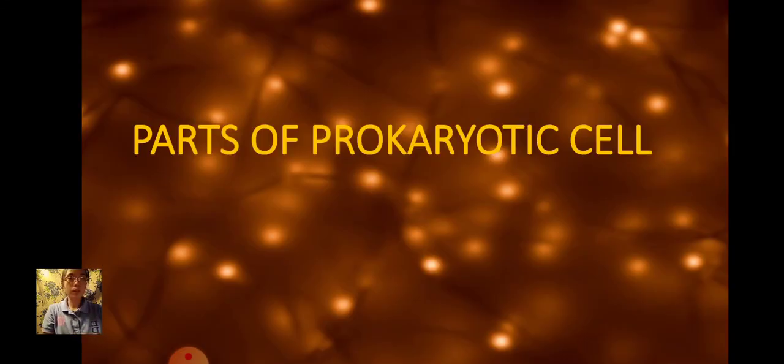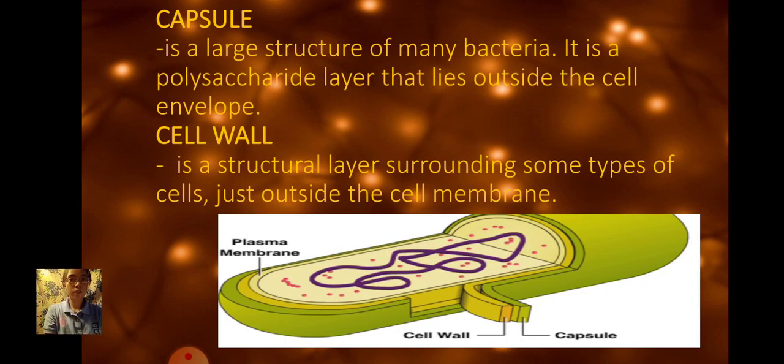So I'm going to discuss the parts of the prokaryotic cell. First is the capsule. It is a large structure of many bacteria. It is a polysaccharide layer that lies outside the cell envelope. Capsules can protect cells from engulfment by eukaryotic cells such as macrophages.